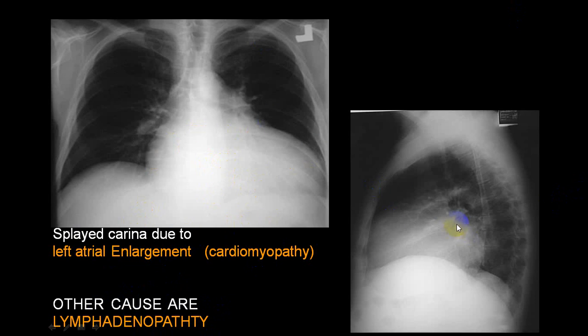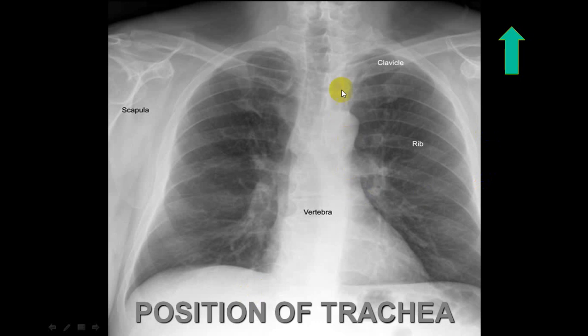And in a lateral view, you can see a big cardiomegaly, and left atrium is encroaching posteriorly. So this is left atrial enlargement. This is Carina angle. Carina angle is wider. Now if you look again, this is trachea, a little towards the right side. This is Carina angle. This is Carina angle.